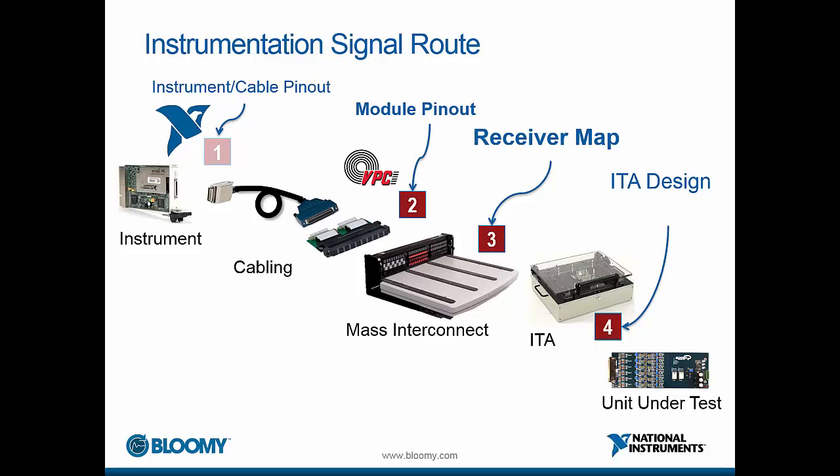First is the instrument pinout, which is typically provided by the manufacturer. Next, the module pinout is where the cabling interfaces with the mass interconnect modules. Third is the mass interconnect receiver map, which identifies all system connections that are available. Finally, the ITA design maps the signals from the generic mass interconnect to the specific unit under test.